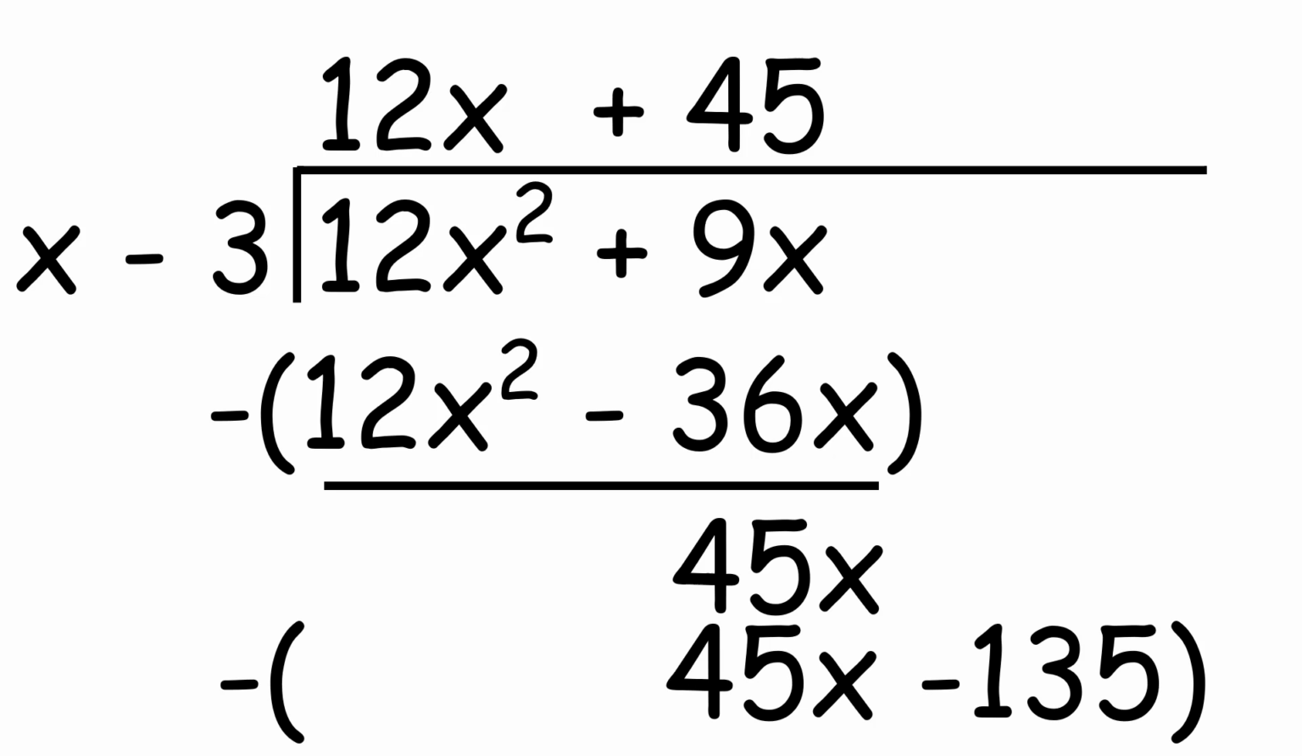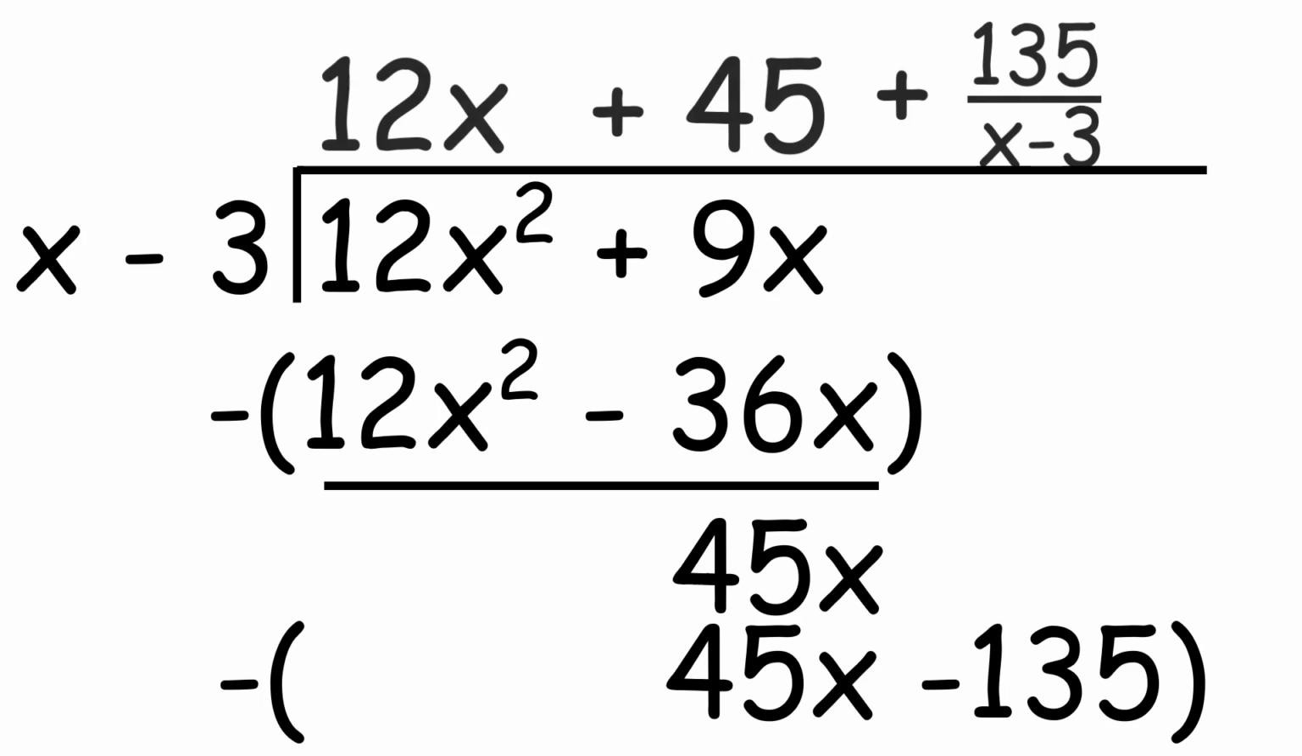45 times x is 45x, and 45 times negative 3 is negative 135. Now we can see that the 45x minus 45x cancels out, and that leaves us with 0 minus negative 135, which is just positive 135. We can't divide that easily by x minus 3, so our final remainder is 135 over x minus 3.